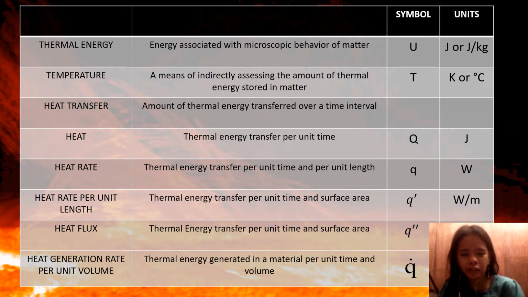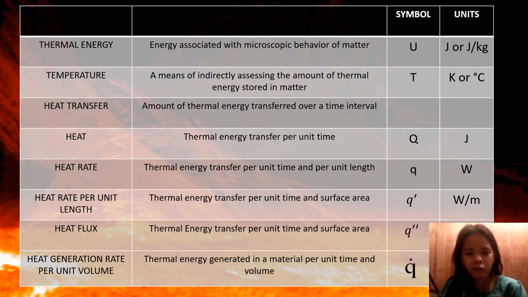So these are the symbols for thermal energy. Thermal energy is energy associated with microscopic behavior of matter. Unit is joules or joules per kilogram. Temperature, T, is a means of indirectly assessing the amount of thermal energy stored in matter. Unit is Kelvin or Celsius. Heat transfer is the amount of thermal energy transferred over a time interval, Q, and the unit is joules.